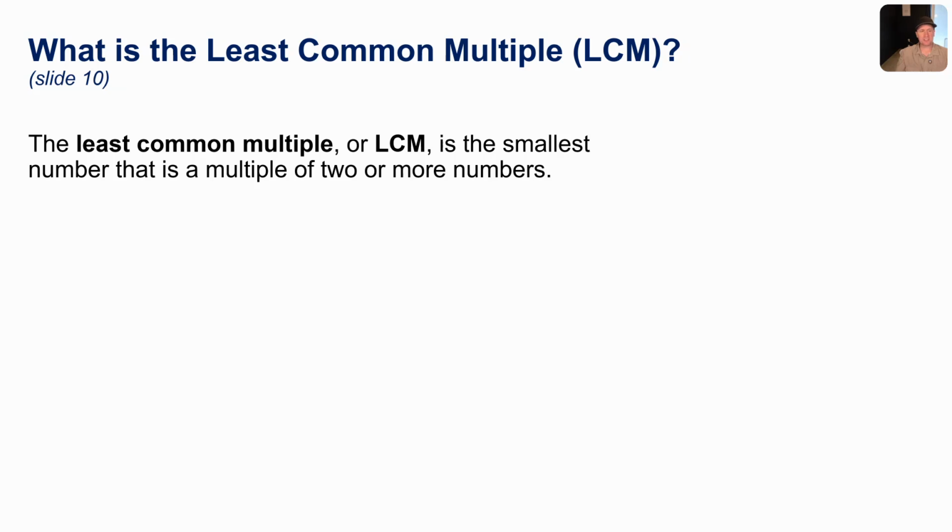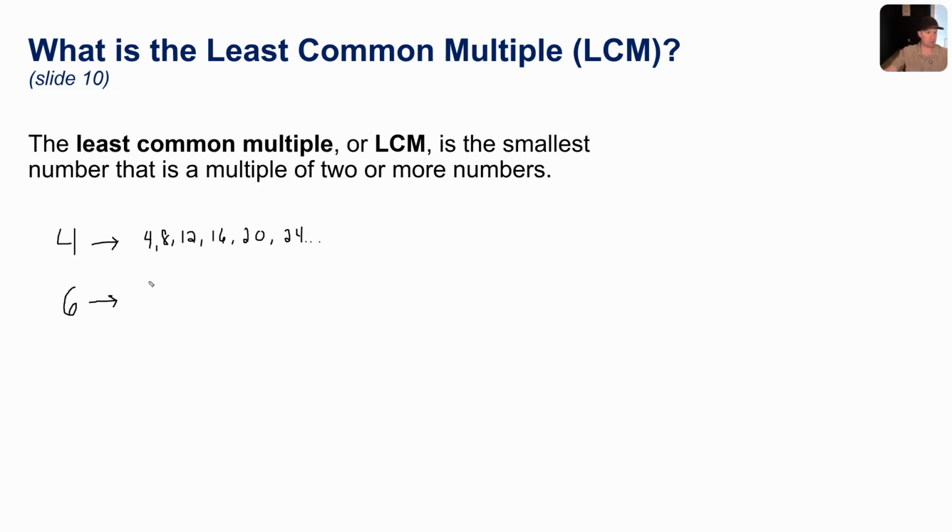So what is the least common multiple, or LCM? The least common multiple is the smallest number that is a multiple of 2 or more numbers. For example, let's say we're comparing the number 4 and the number 6. If I first look at the multiples of 4, we have things like 4, 8, 12, 16, 20, and 24. Let's stop there for now. Obviously, multiples continue going on.